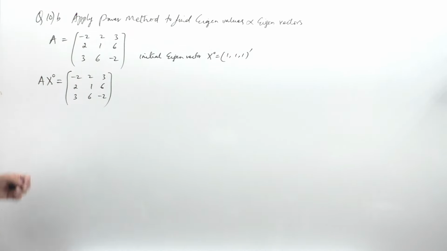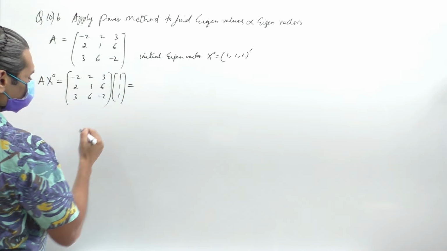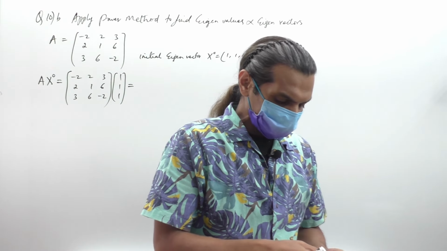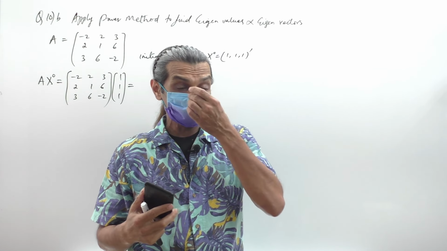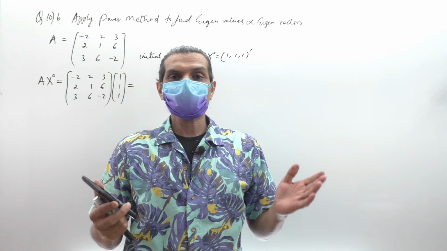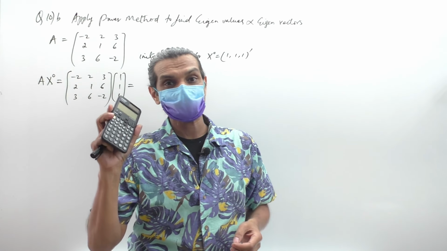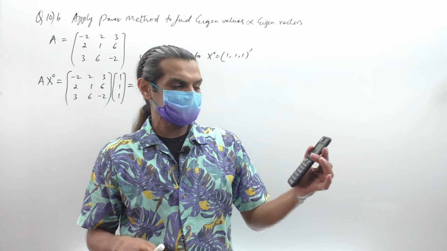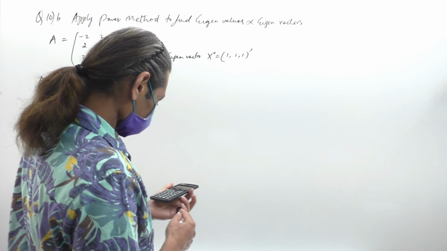So A into x naught will be now, what is the x naught I have chosen? 1, 1, 1. Now there is a use of calculator here. In my previous videos, if you follow the playlist, I solved one more very important problem on eigenvalues and eigenvectors. There I showed how to use both the fx 991 ES Plus second edition and the fx 991 CW. As it's a new syllabus, I think many students have this Casio 991 CW, so I'm using this one today.